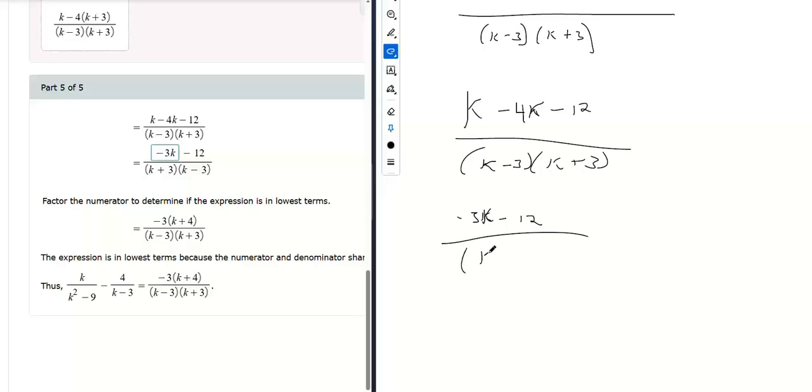And then still k minus 3, k plus 3. And then we can factor a negative 3 out of the numerator. So that's negative 3 times k plus 4. And the denominator stays the same. So you always want to factor because sometimes, like if we got a k plus 3 in the top, we would have been able to cancel it out with a k plus 3 on the bottom. But that's it. That's the answer.